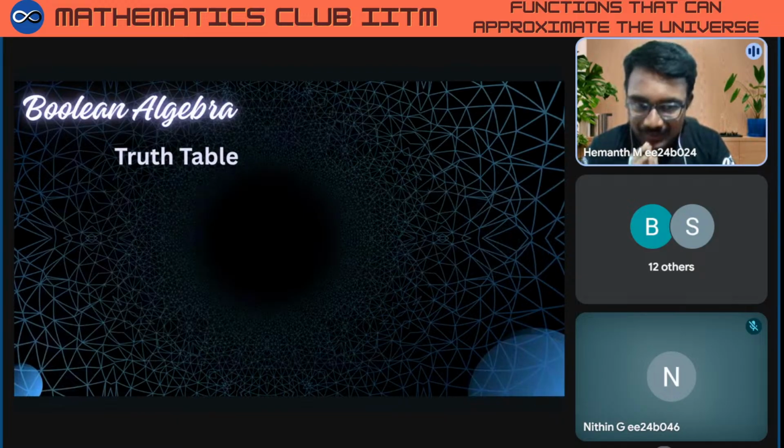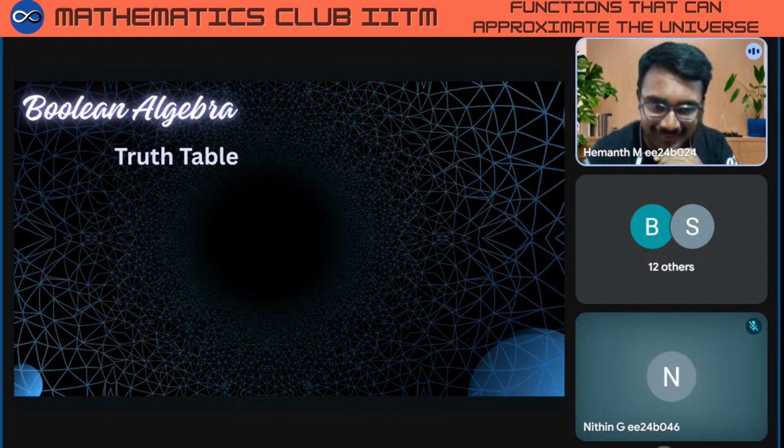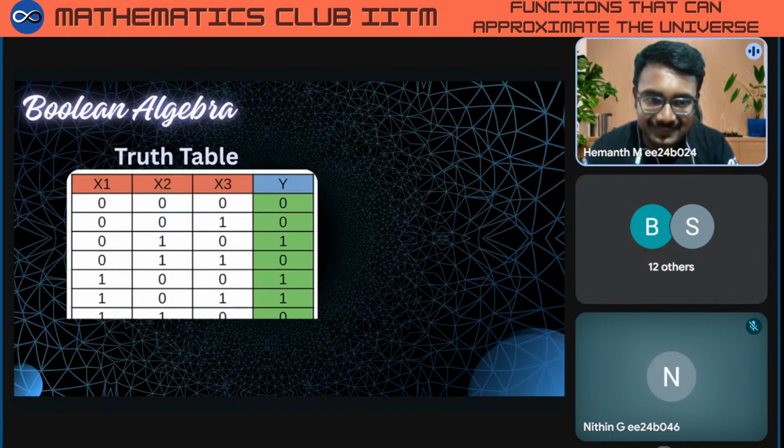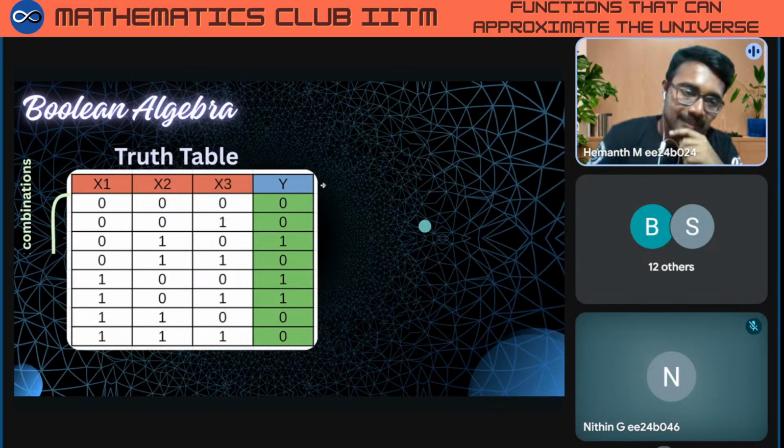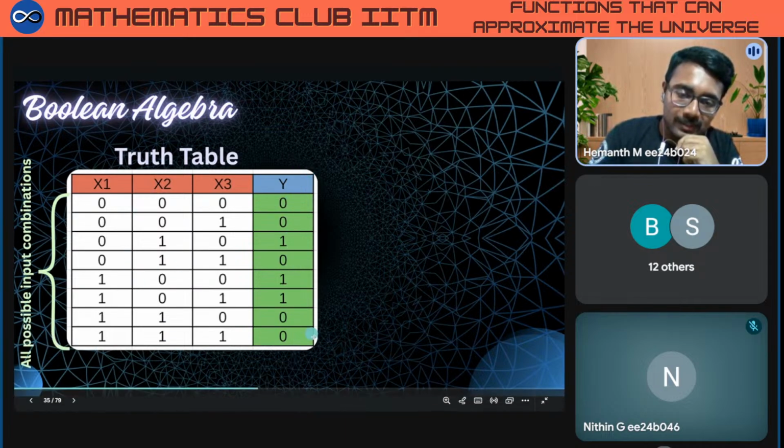So now comes the most important reason why we discussed Boolean algebra here. This is what is known as a truth table. I think you must be familiar with it; otherwise, it is a simple thing. You have some Boolean inputs, and the output is also Boolean. In our truth table, we list all possible input combinations and write down the corresponding outputs.